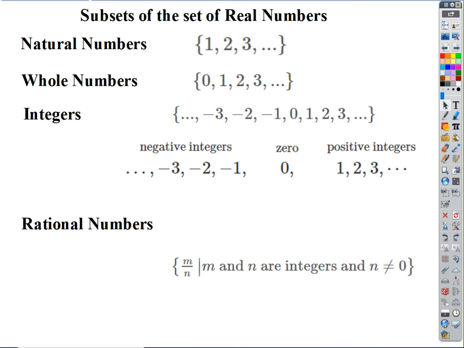So first of all, real numbers. Let's talk about how we dissect the set of real numbers for our use in an Algebra 2 class. What are real numbers? Numbers that are not imaginary.